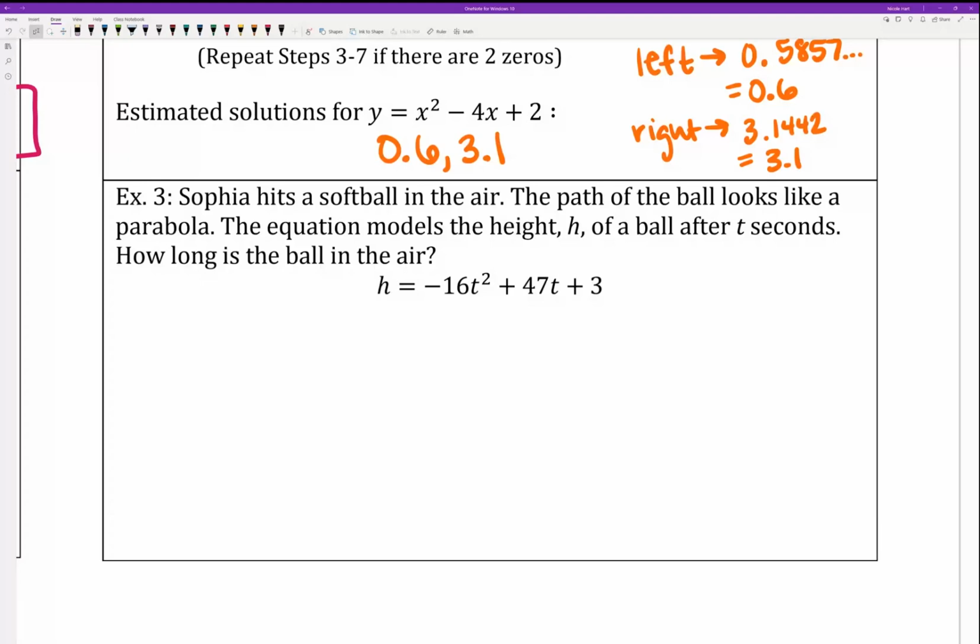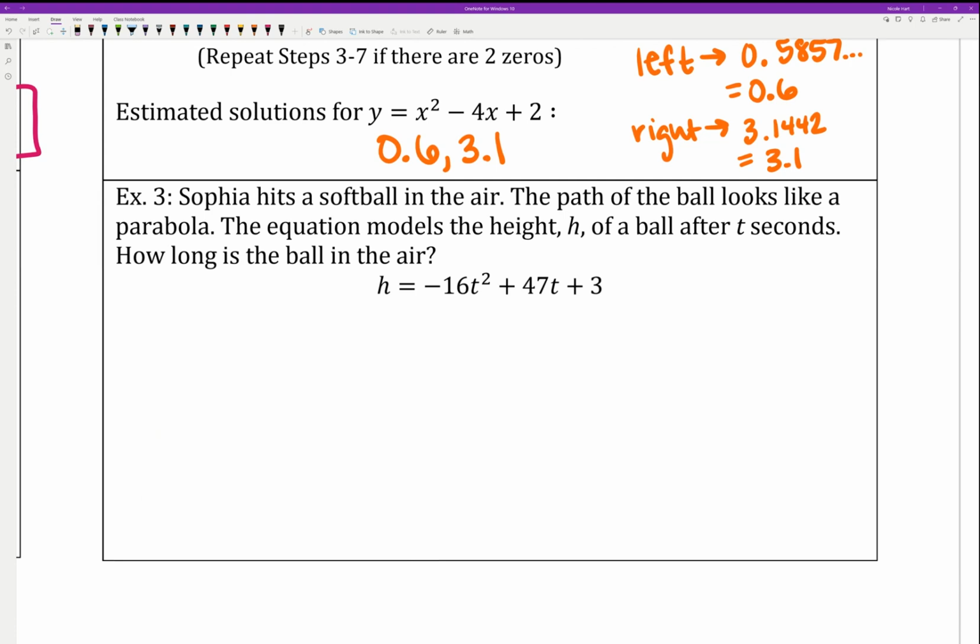For our last example here, we have a word problem. It says Sophia hits a softball in the air. The path of the ball looks like a parabola. So it looks like it's making kind of a swooshy parabola shape, or an umbrella, not an umbrella, a rainbow shape. The equation models the height, h, of a ball after t seconds. How long is the ball in the air?